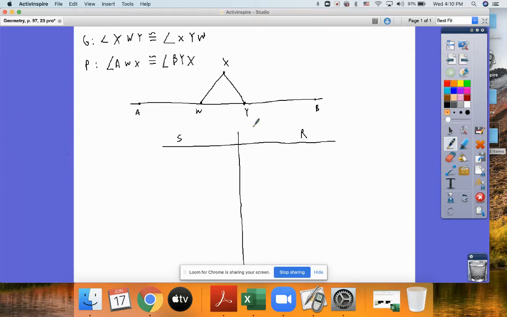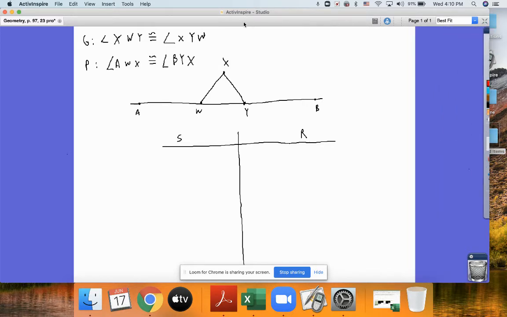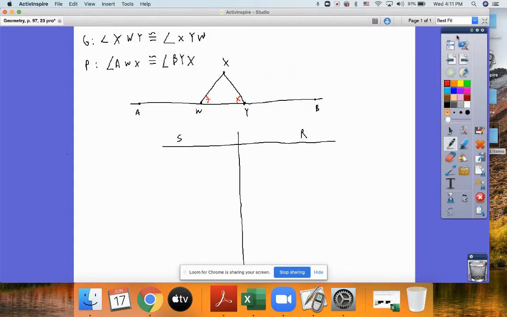Okay, let's walk through this problem. First thing I would do is I like to label my given, then sit back and look at it and think about how I want to approach it. So I have angle XWY. That angle is congruent to XYW, to this angle here. And we're trying to prove that angle AWX is congruent to BYX. That's where we're trying to go.